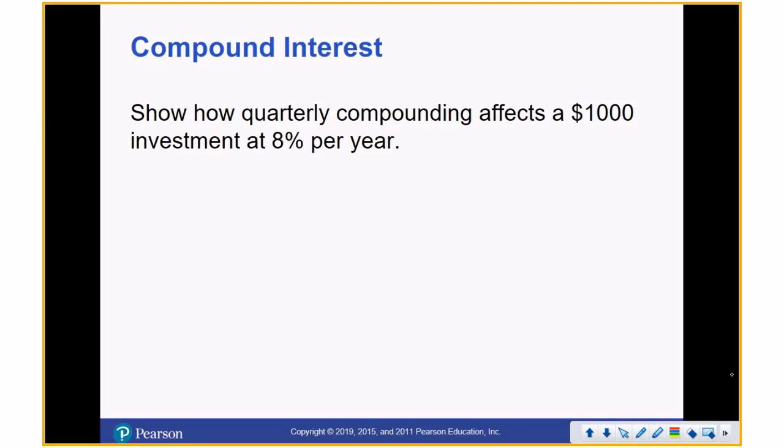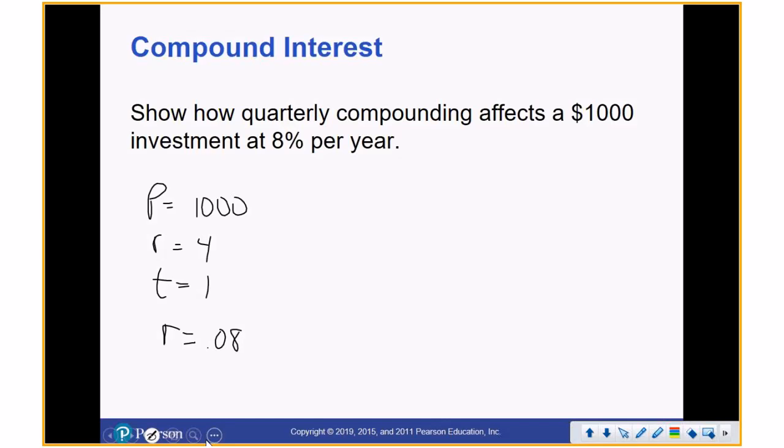Okay, here we go. Show how quarterly compounding affects a $1,000 investment at 8% per year. Quarterly. That means N is equal to what? 4. Okay? So you're putting in $1,000, so P, and this is the kind of test question I would give you. P is equal to 1,000. N is equal to 4. T is equal to 1 because it says per year. It doesn't say that you're keeping it in there for 5 years. They just want to know per year. And R is equal to what? 0.08. Make sure you change the percent into a decimal.